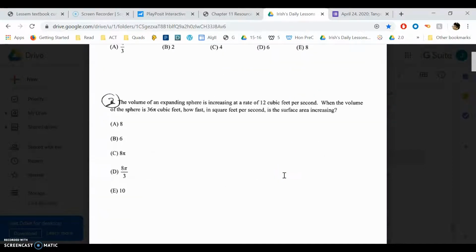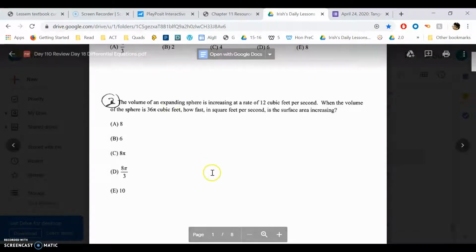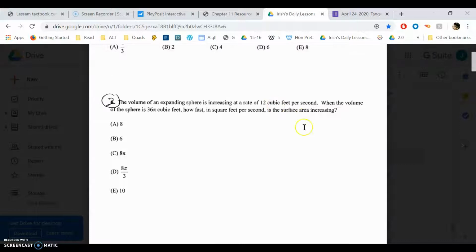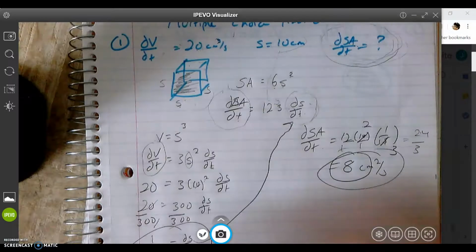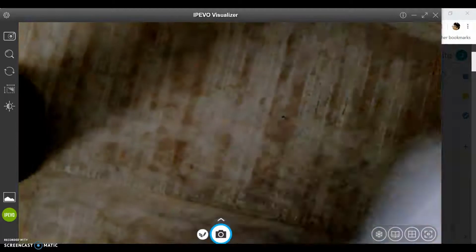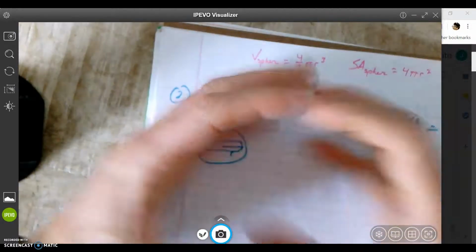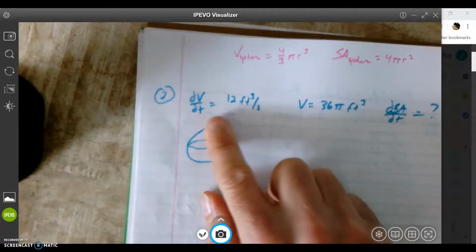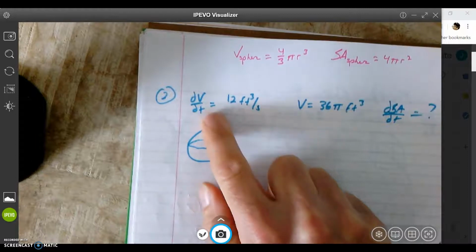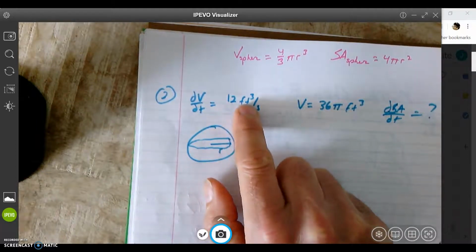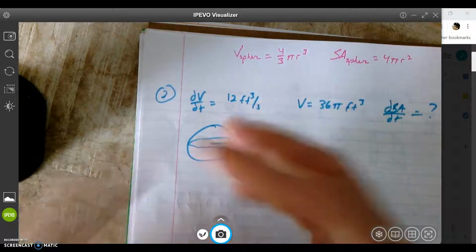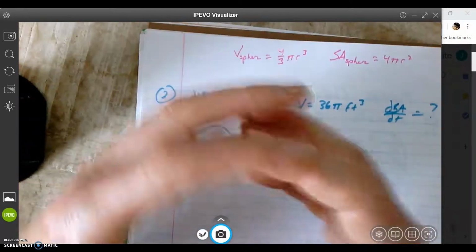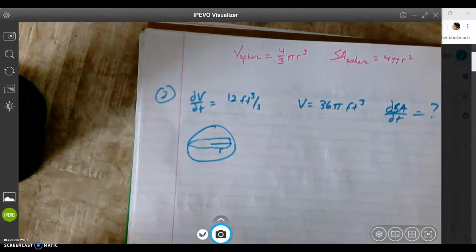All right, next. Number 2, very similar problem. So the volume of an expanding sphere. So the sphere is expanding, is 12 cubic feet per second. All right, so I write that down first. Let me change my page where I got my notes. So the sphere is expanding, is getting bigger. So the volume is getting bigger. So that would mean that the volume is changing. The rate of change of the volume in terms of time is 12 feet cubed per second. So that's the constant rate that the ball is getting bigger. The sphere is getting bigger.